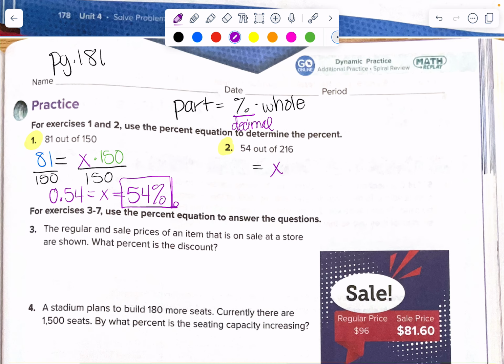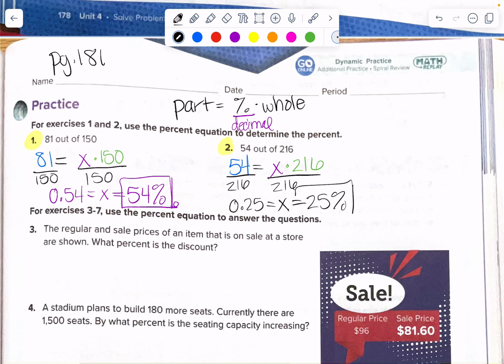On the next one, 54 out of 216, 54 is my part. So my percent times 216 would equal 54. I can figure that out by dividing by 216. And when we do that, we're going to get 0.25, which remember is the decimal form of our percent. So we turn it into its percentage form by getting 25%.